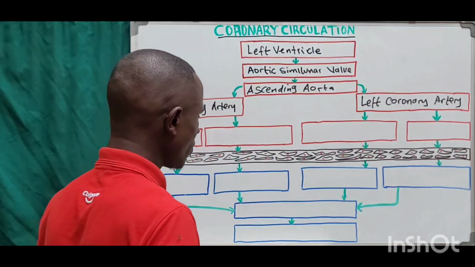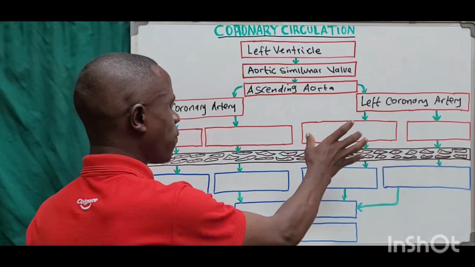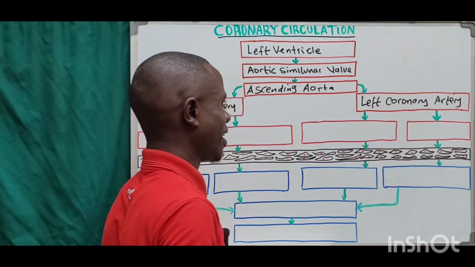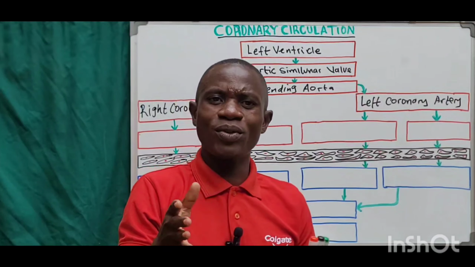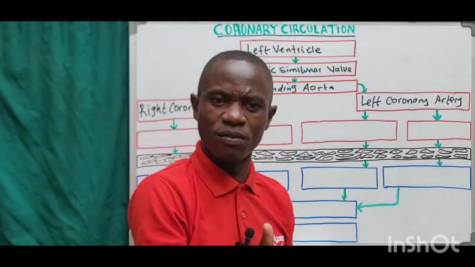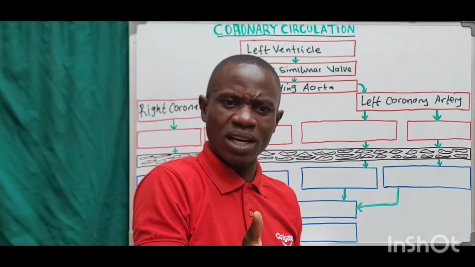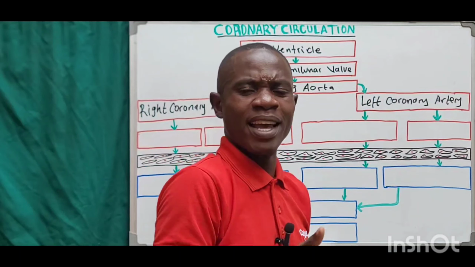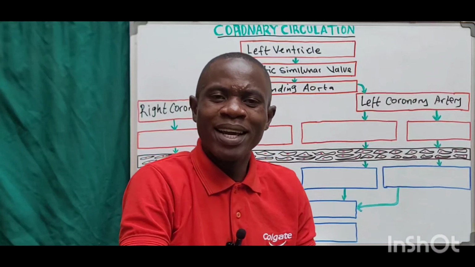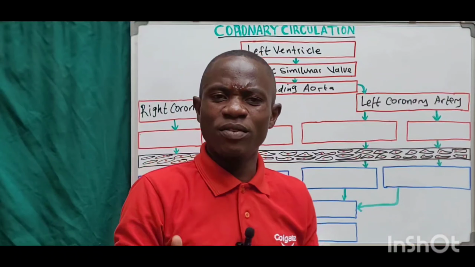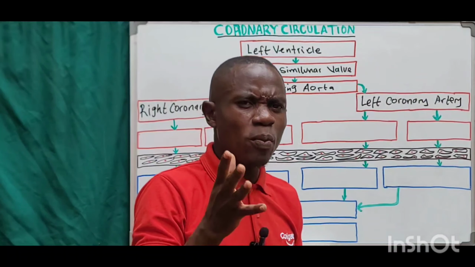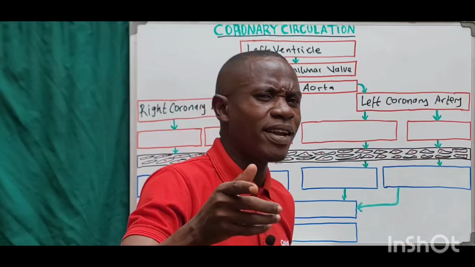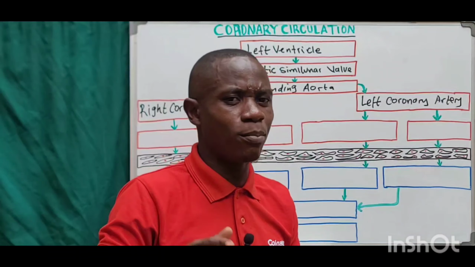Okay. Now, starting off from the left coronary artery. This left coronary artery passes through the atrioventricular groove, the sulcus. As it moves down, it gives off different branches. There are two major branches, and there is also another minor branch.